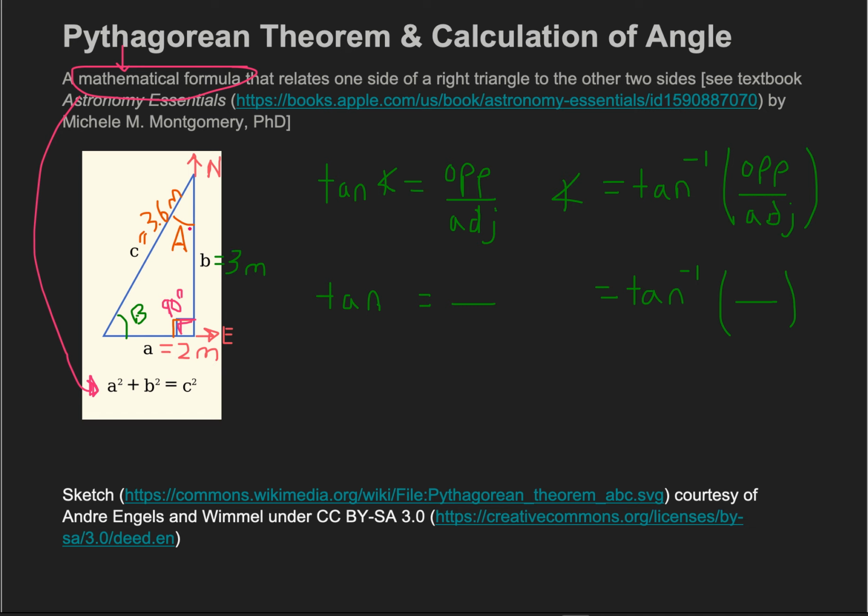However, we don't know the angles interior to the triangle except for the right angle of the right triangle, which is 90 degrees. We would like to solve for angles A and B, knowing the lengths of small a, small b, and small c. So let's do a calculation to solve for the angle.